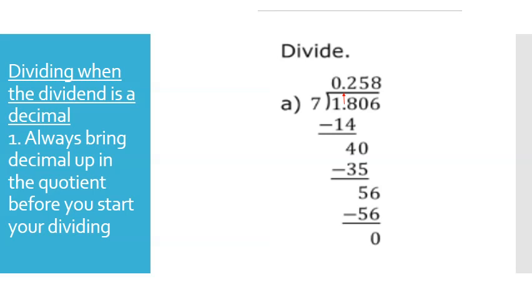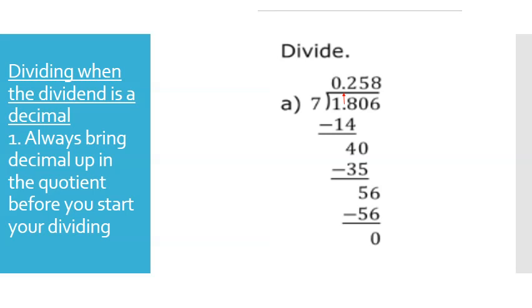7 goes into 40 a safe amount of times, 5 times, without going over 40. Because if we were to say 6, then we would be going over 40. We would say 7 times 6 is 42. So we're going to say 5. 5 times 7 is 35. When we take 35 and subtract it from 40, that gives us 5. We're still not done. We still have one more row, one more number to put in our quotient.